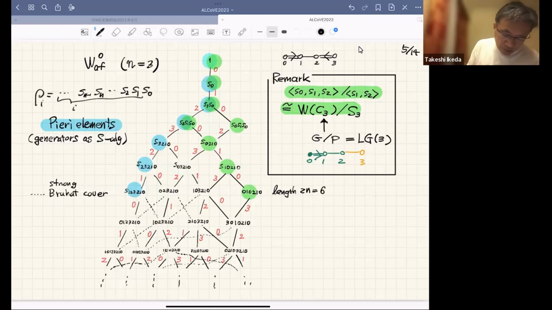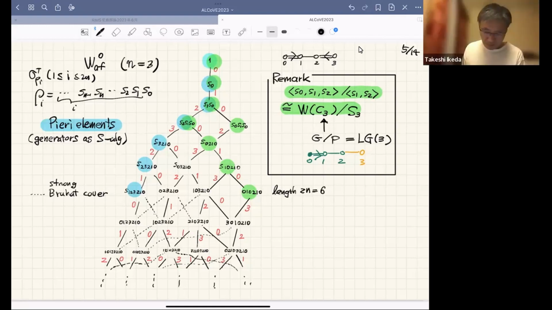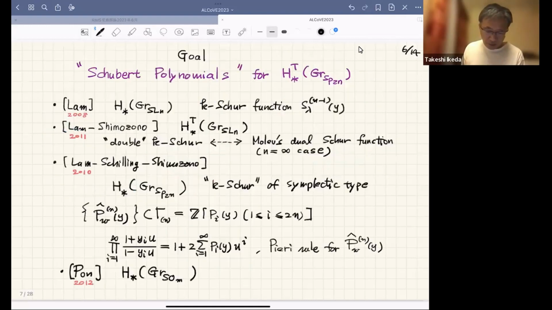So what we want to do is to find a good Schubert polynomial. There are some special functions that can be identified with our Schubert basis. So let me briefly review the history of results.